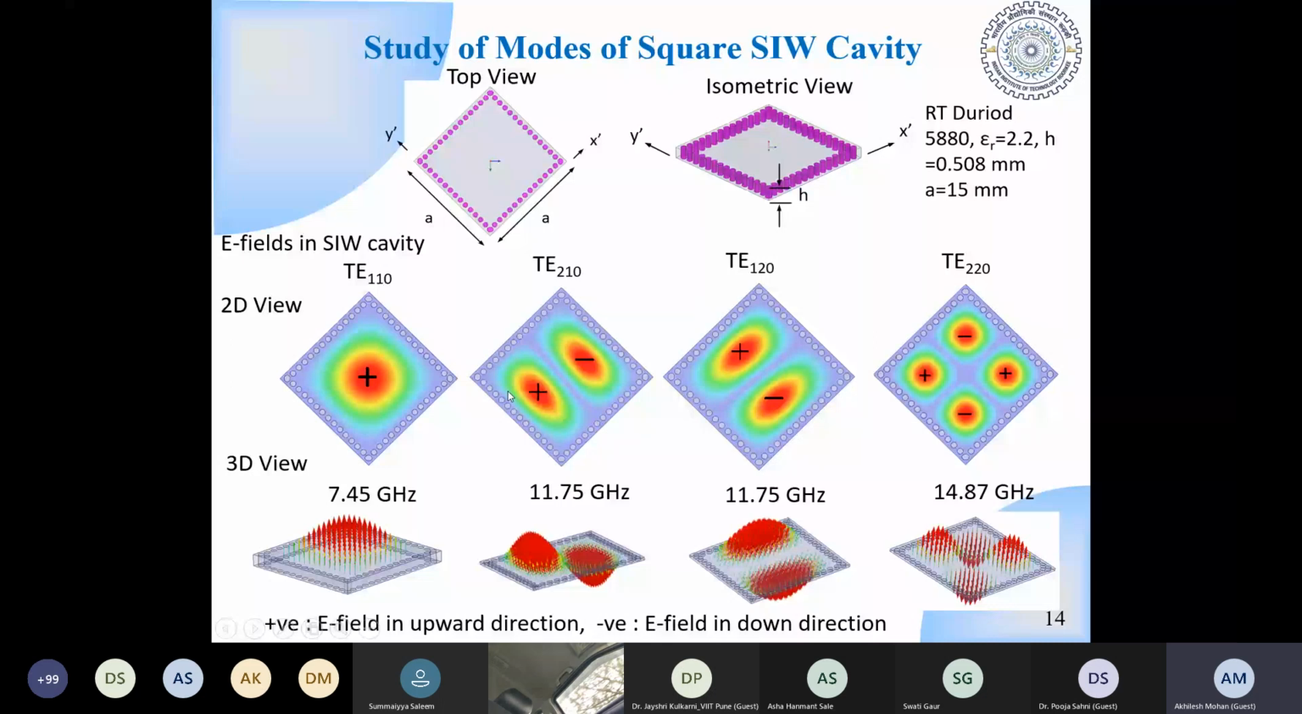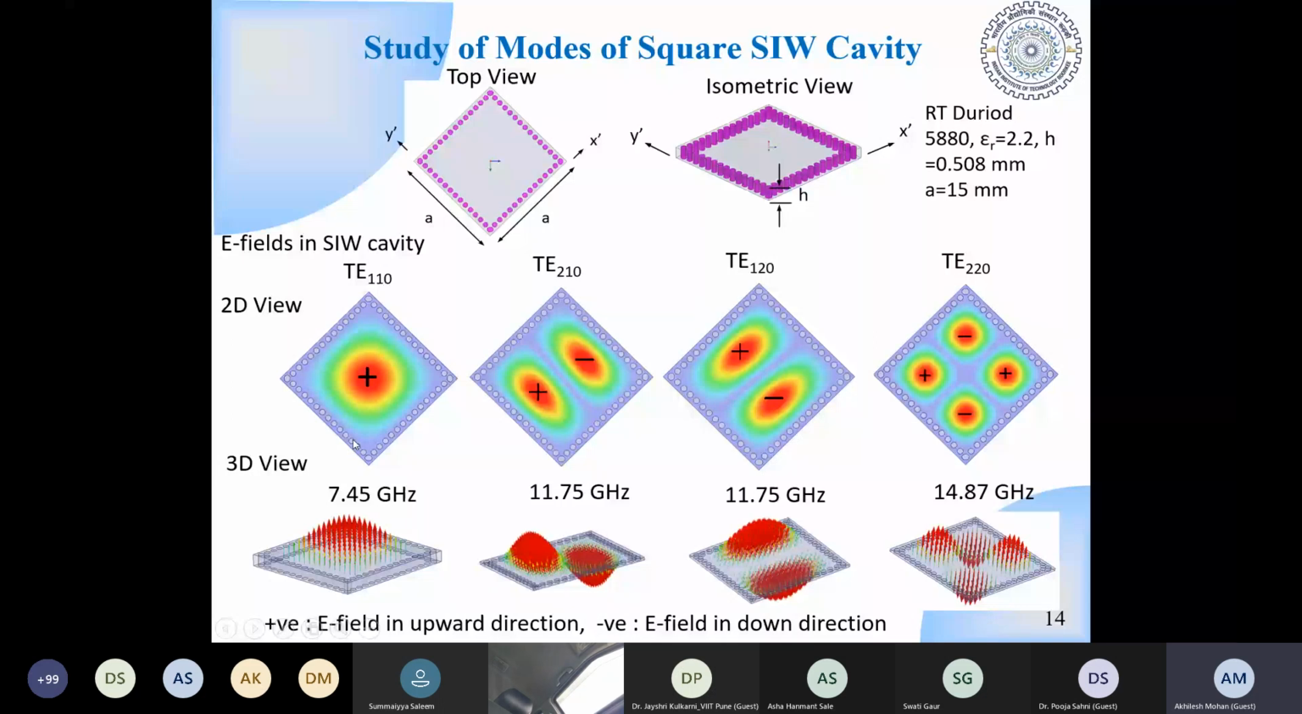You can see the thickness is 0.5 and x and y are 15 mm, nearly 30 times larger, so it is very thin. Now for this resonance, you can see in the x direction one half wavelength variation, that is zero, maximum, then zero.